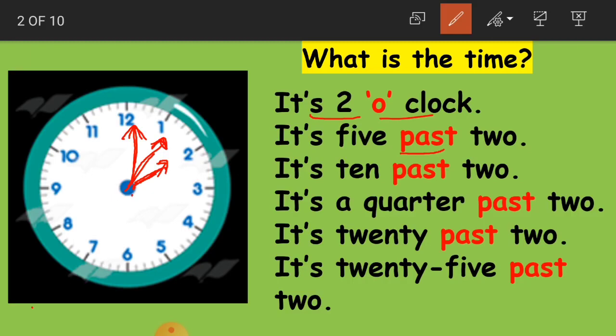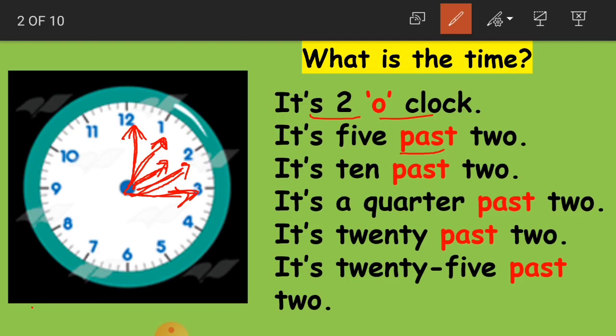Suppose again the big hand is at 2, that is 10 minutes. Then you can say it's 10 past 2. Clear, children? Now if it is at 3, that is 15 minutes. Then you can say it's a quarter past 2.